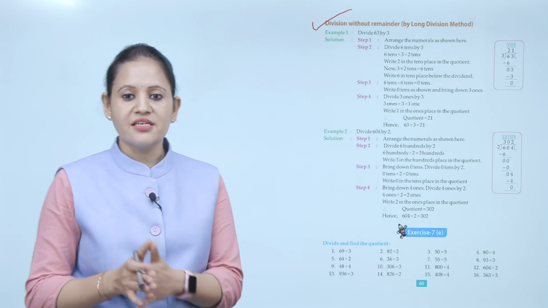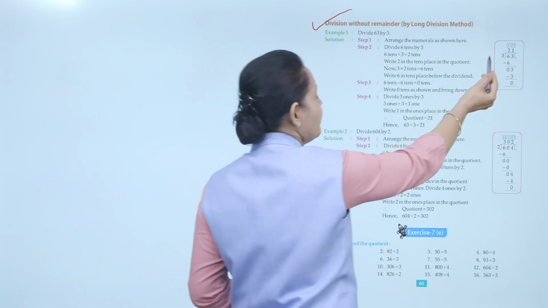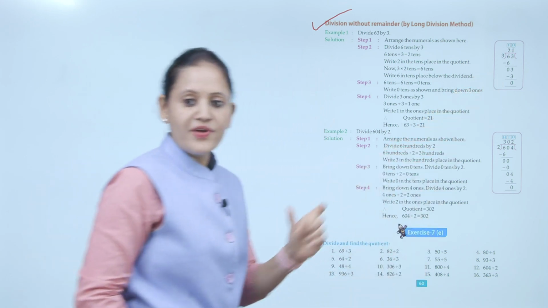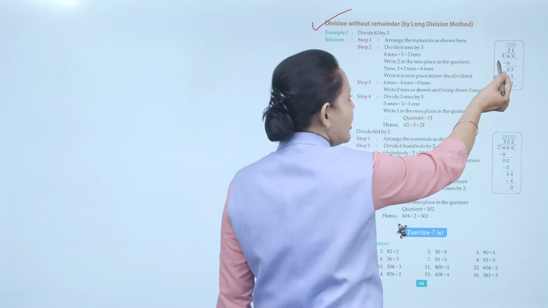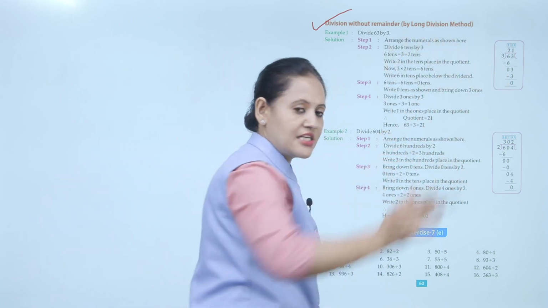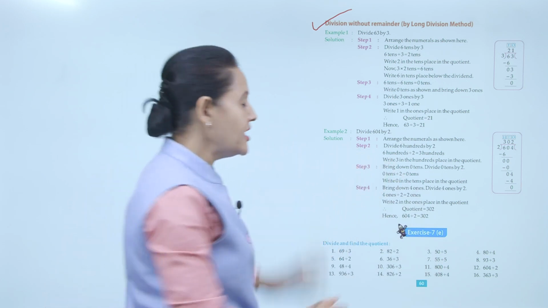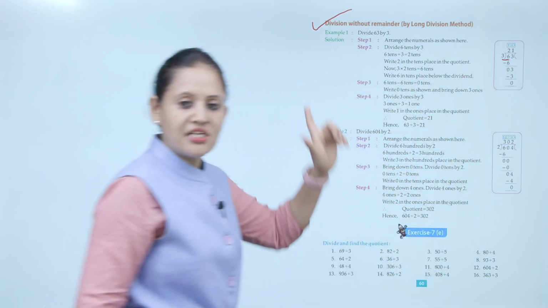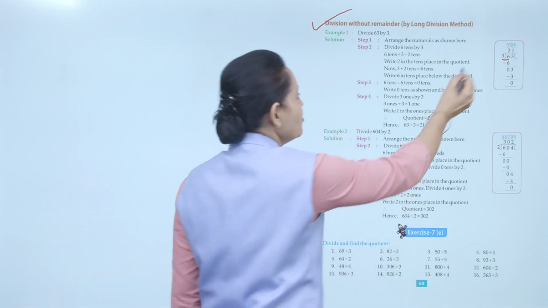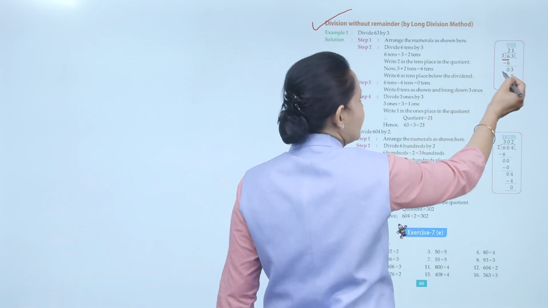Divide 63 by 3. 63 को 3 से divide करना है. So always start from the leftmost digit, अगर 2 digit number है या जो डिवाइजर से ज़्यादा डिजिट है. Here it is 6. 6 is more than 3. So 3 की टेबल में 3 2s are 6. So write 2 here and 6 under 6, subtract करेंगे 0.